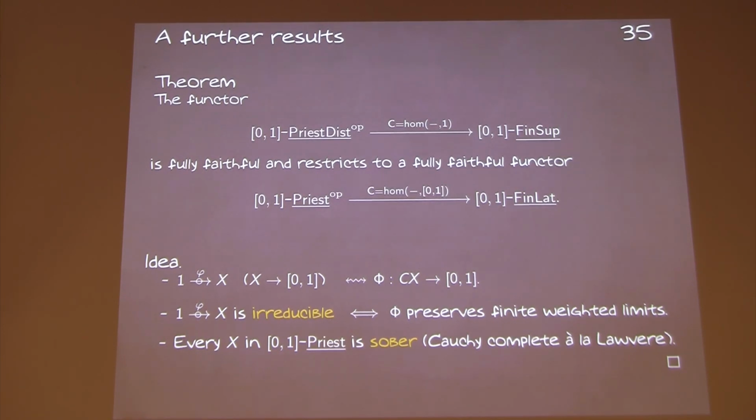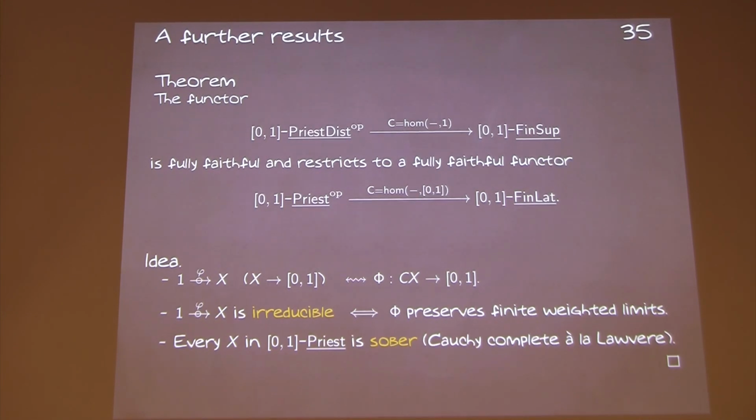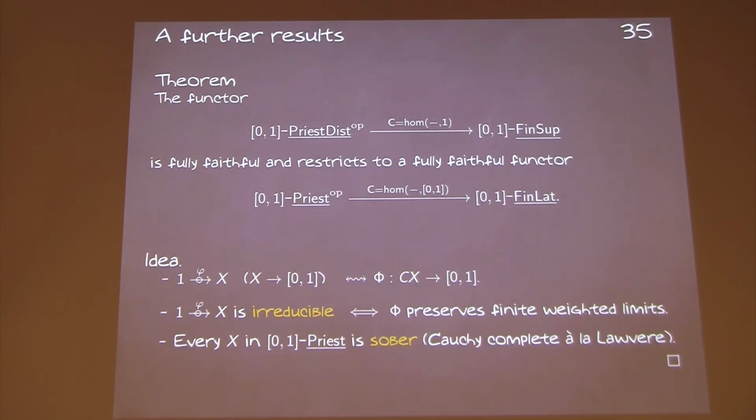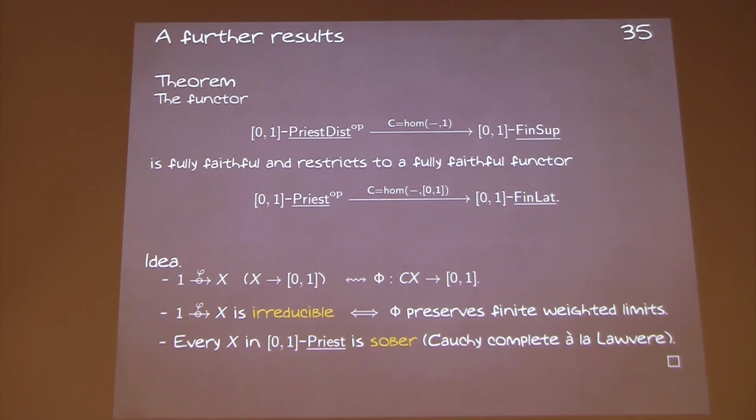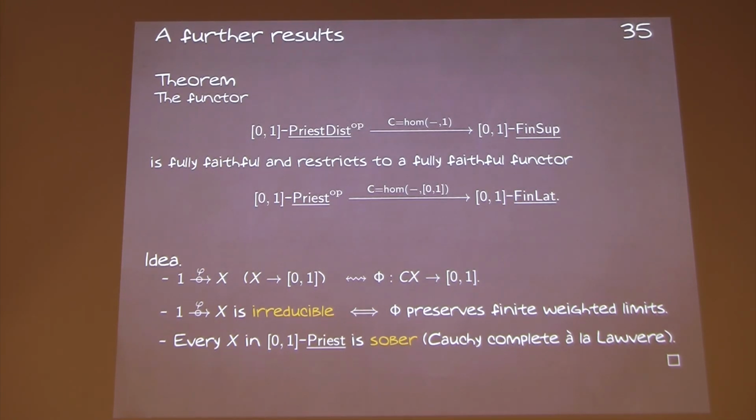If on the right-hand side, we consider now what I wrote, metric finite lattices, which are metric spaces which have all weighted limits, all weighted colimits, and maps preserve the structures. I indicated a little bit of proof, which is very similar to the one I indicated before, except we have to completely change the context. To explain this a bit, a distributor here from 1 to X is essentially a map into the unit interval, which now corresponds to such a morphism here, which preserves finite weighted limits.